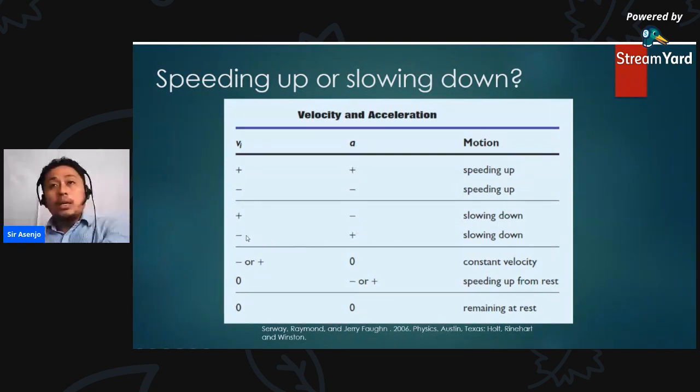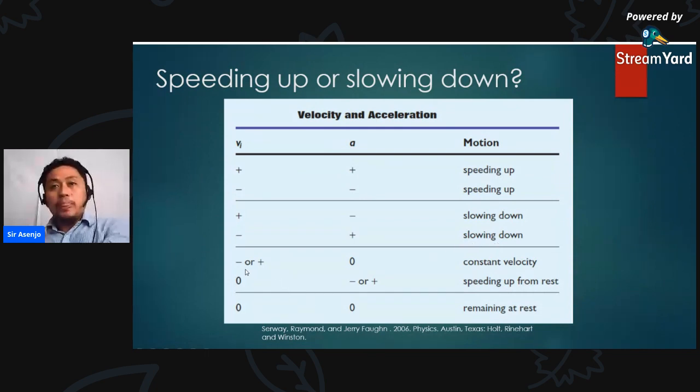Now, what if the initial velocity is negative and the acceleration is positive? So remember, they are not in the same direction. This is the negative direction. This is the positive direction. Of course, what does it mean? This motion is slowing down.